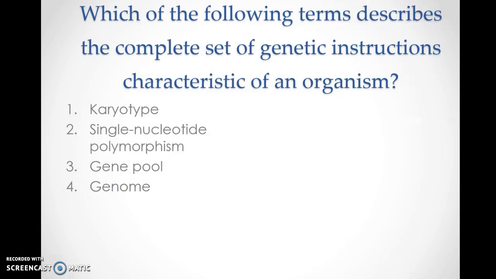All right, so we're going to stop here and do a quick comprehension check. I want you to think about the following question. Which of the following terms describes the complete set of genetic instructions of an organism? Is it a karyotype? Is it a single nucleotide polymorphism? Is it a gene pool, or is it a genome? If you answered genome, that would be the correct answer. The complete set of instructions on how to build and maintain something is referred to as a genome.